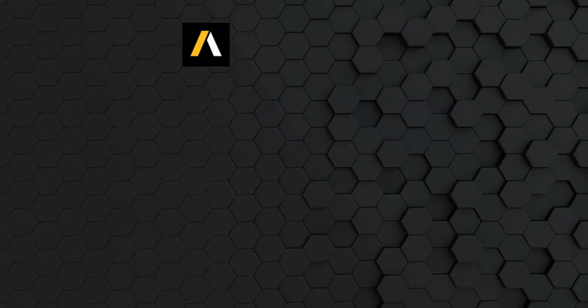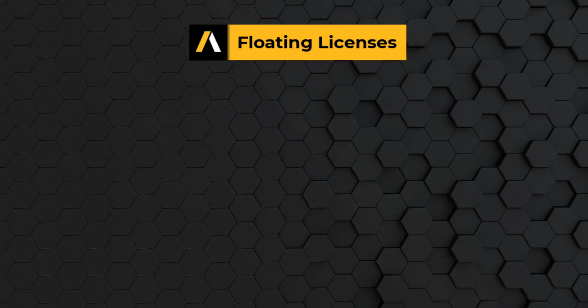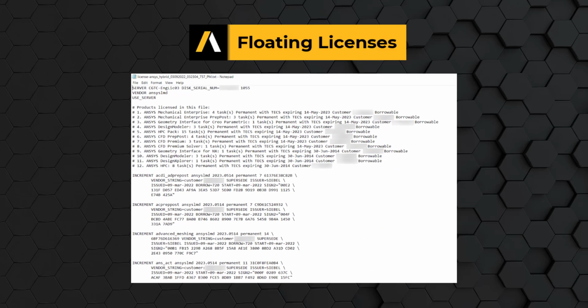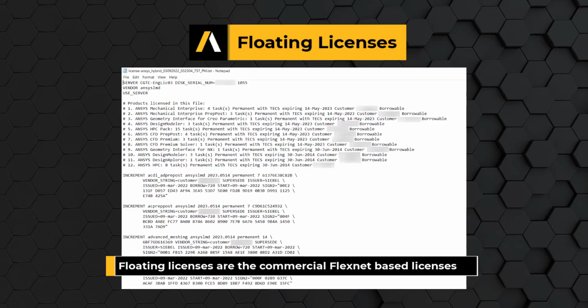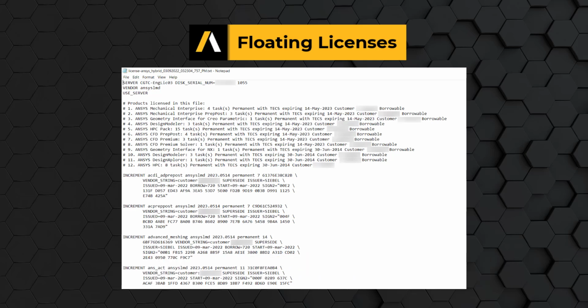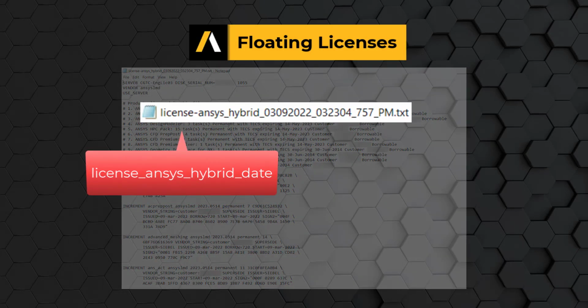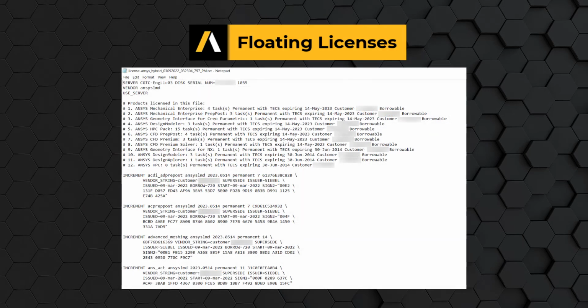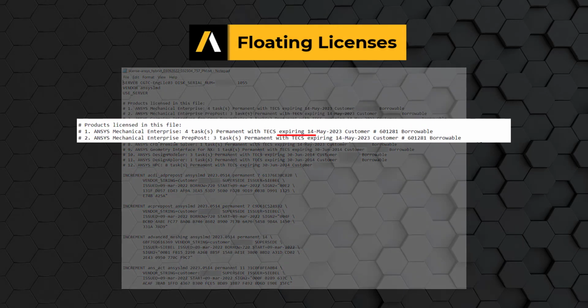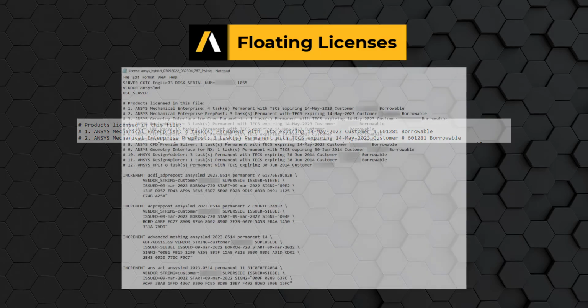Let's start with the floating licenses, which were also discussed very briefly in lesson 1. Floating licenses are the commercial FlexNet-based licenses issued under Ansys vendor daemon Ansys LMD. Names of these license files are in the following format: license_ansys_hybrid_date. The licenses are purchased and renewed every year to continue technical support for the products listed under them.